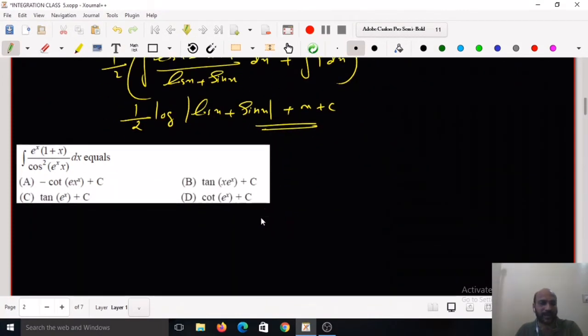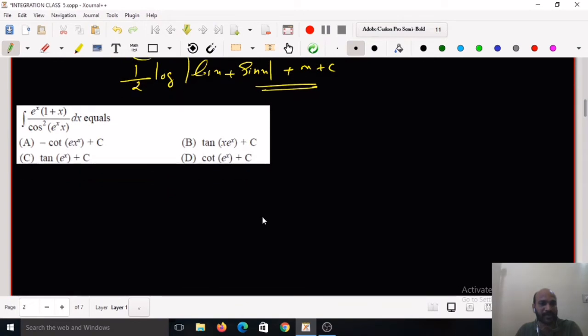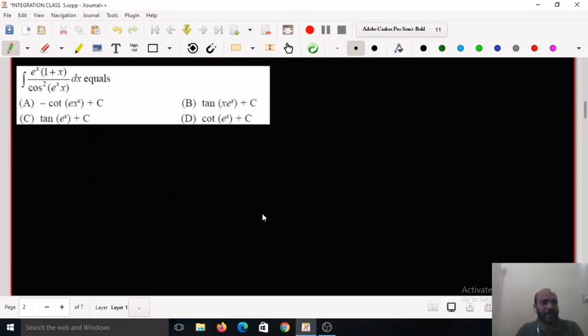Next one, integration of e raised to x into 1 plus x by cos square of e raised to x into x. This is of f of g of x form. So what is the derivative of e raised to x into x? d by dx of e raised to x into x.